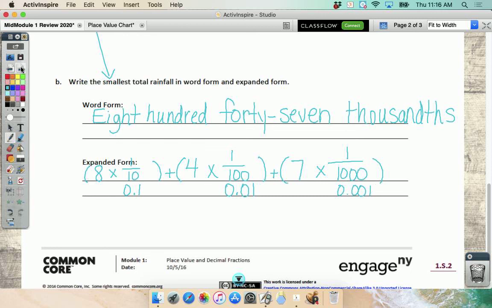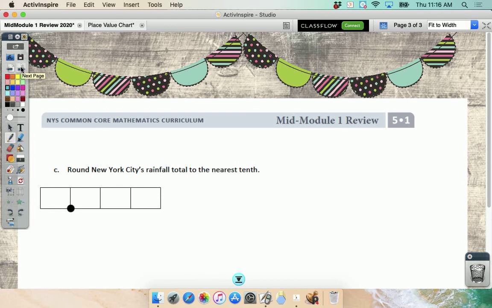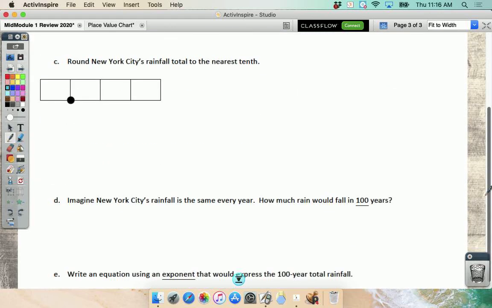Okay, let's look at the last page. We're done with the place value chart. So it says round New York City's rainfall total to the nearest tenth. Okay, so I'm going to put tenth over here. And I'm sorry, I already made these copies and I didn't want to redo it and put another row, so I'm just going to write underneath it. Does anybody know how much rainfall New York City had?